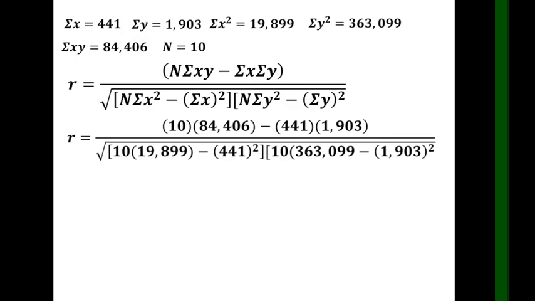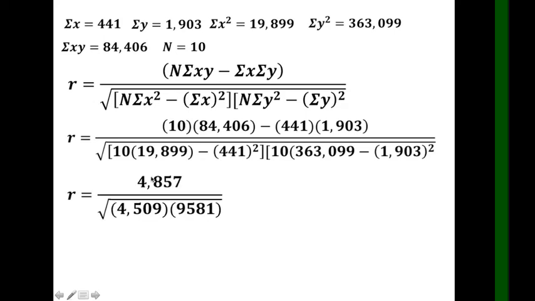So we will just put them here. Okay, we will multiply 10 times 8,440 minus 441 and 1,903. Okay, and you will get 4,857. Then for this one, just type on your calculator 10 quantity 19,899 close parenthesis minus open parenthesis 441 close parenthesis squared, and you will get 4,509.